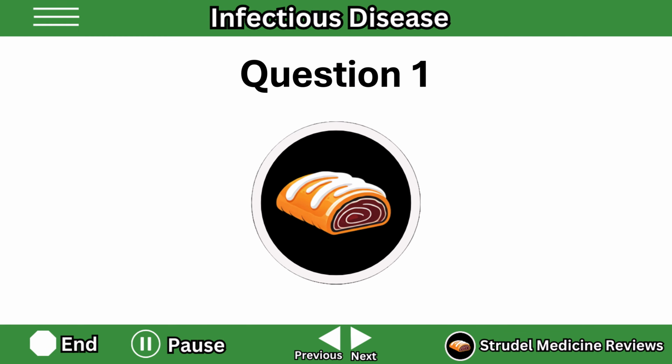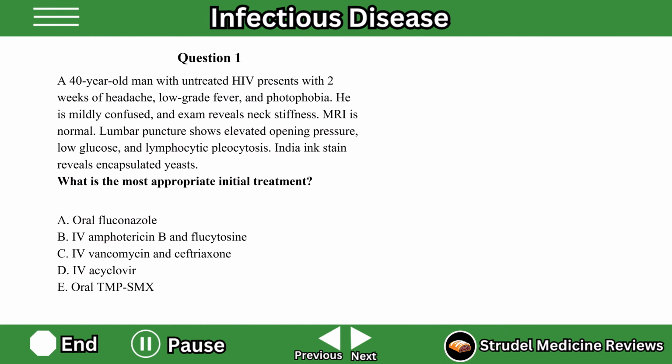So, question numero uno. A 40-year-old gentleman with untreated HIV presents with 2 weeks of headache, low-grade fever, and photophobia. He is mildly confused and exam reveals neck stiffness. MRI is normal. Lumbar puncture shows an elevated opening pressure, low glucose, and lymphocytic pleocytosis, whatever that means. India ink stain reveals encapsulated yeasts. So our question is, what is the most appropriate initial treatment?